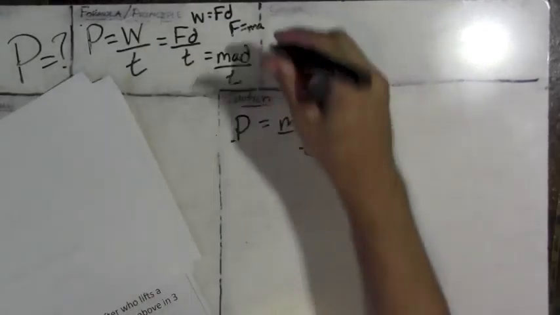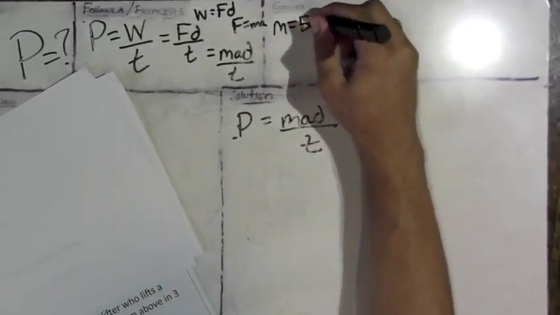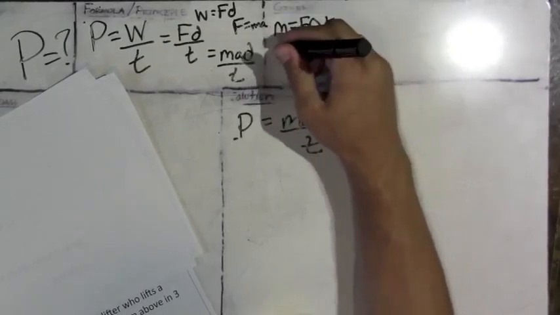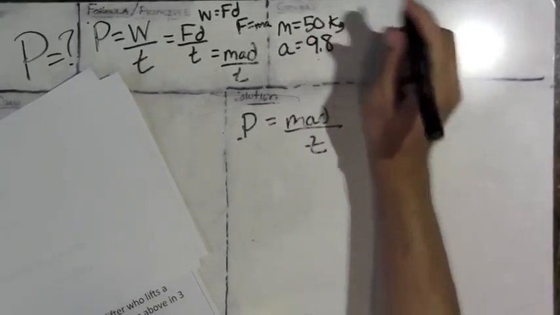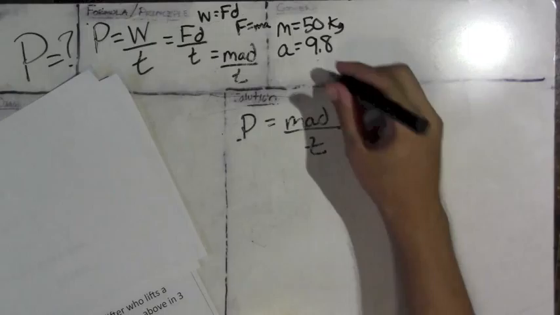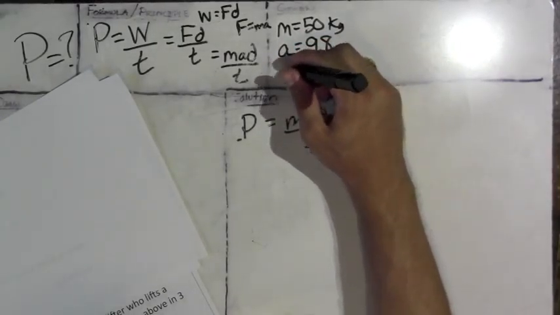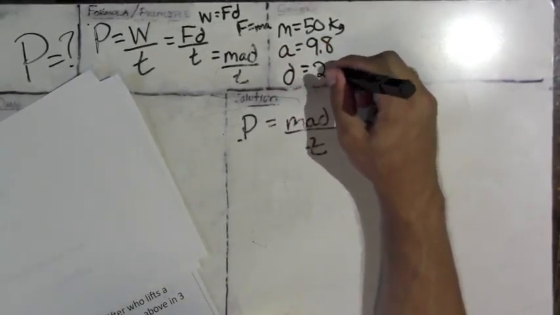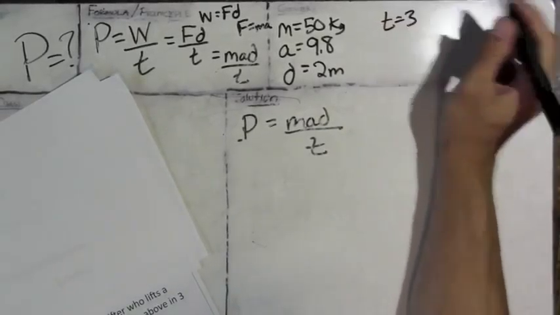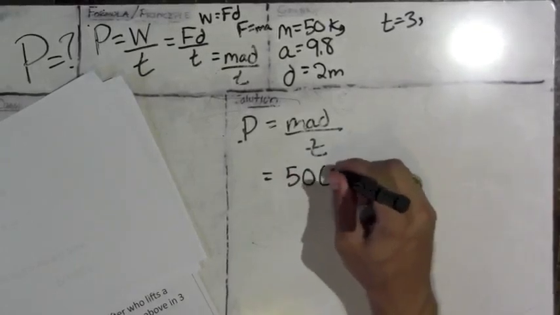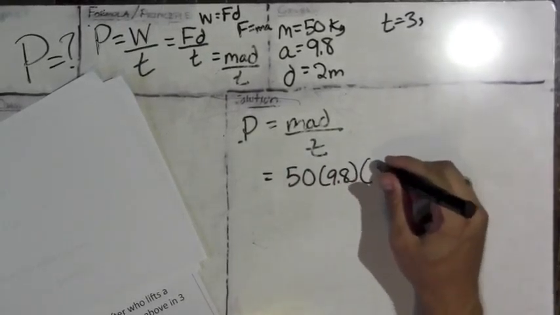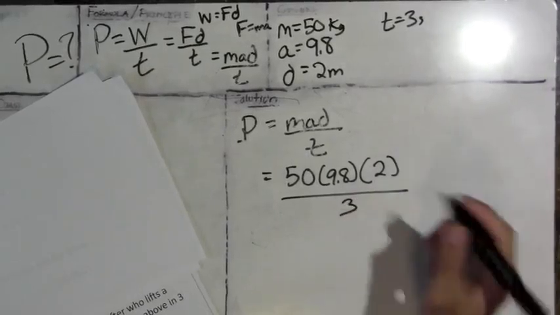So now if we look at our given information, we're given a mass of 50. We're not given an acceleration, but we are lifting it off the ground, so we should know that our acceleration should be equal to 9.8. And then we also have the distance that we go is 2 meters, and the time that it takes for that to occur is 3 seconds. So we do 50 times 9.8 times 2, all of that over 3.